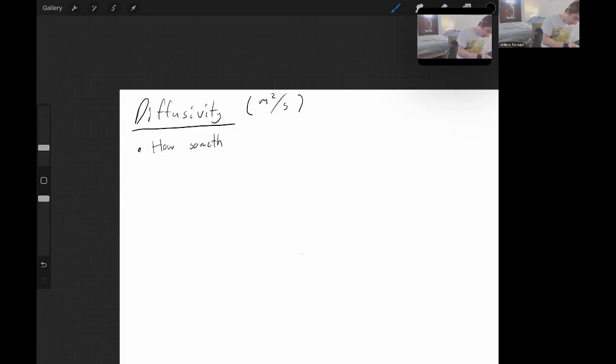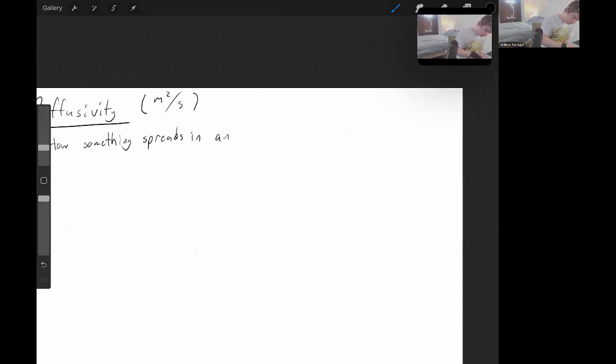Something spreads across an object over a period of time.